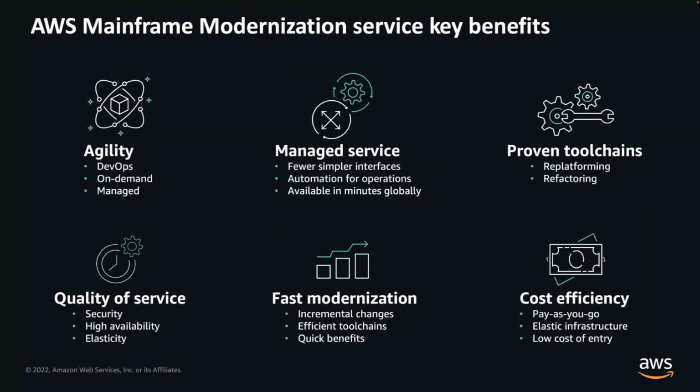Here are some of the key benefits of using AWS Mainframe Modernization Service. You get the agility of cloud by using DevOps pipeline and on-demand resources. With managed service, you can minimize the operational complexity and focus on business values. With proven tool chains that support thousands of past successful migrations, you can minimize the risk of failure. And with pay-as-you-go model, you pay only for what you use and what you need, and you can save cost.